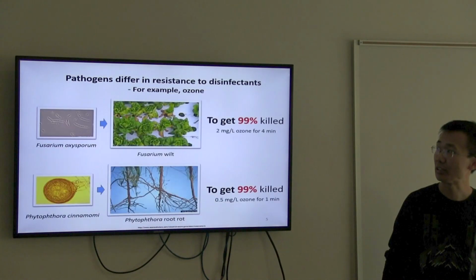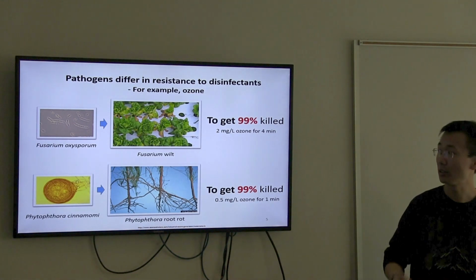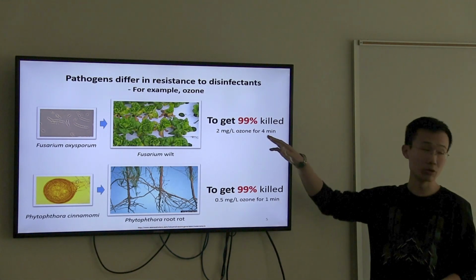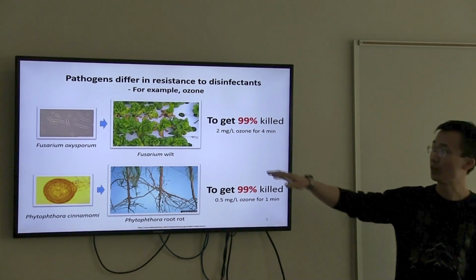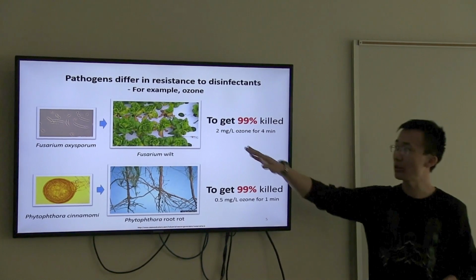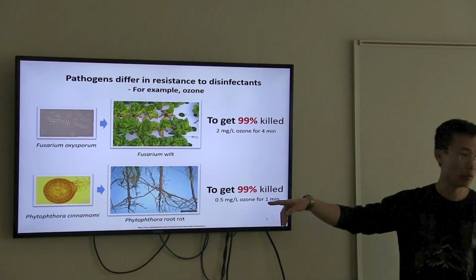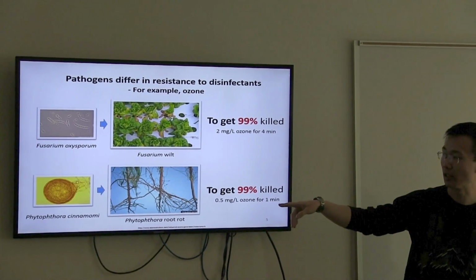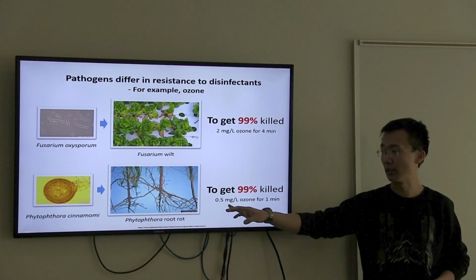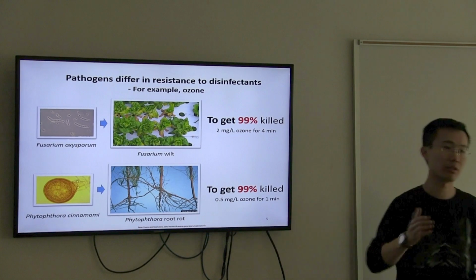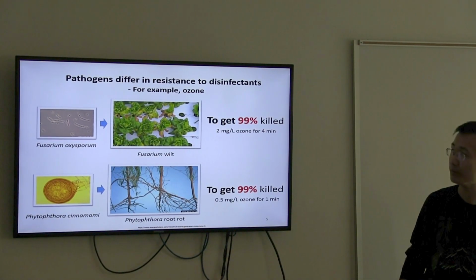And very similar in idea, different pathogens differ in their resistance to the same disinfectant. Here, I'm just using ozone as an example. For example, for the same pathogen, Fusarium oxysporum, to get about 99% killed, you need about 2 milligrams per liter of ozone for 4 minutes. And for another plant root rot pathogen, Phytophthora, to get 99% of these pathogens killed, you only need much less ozone. So it's very pathogen and disinfectant specific.